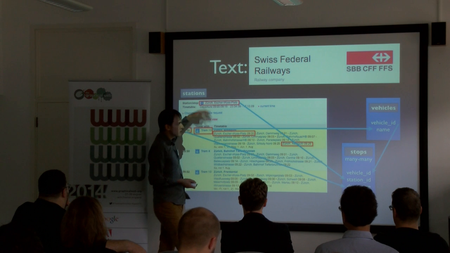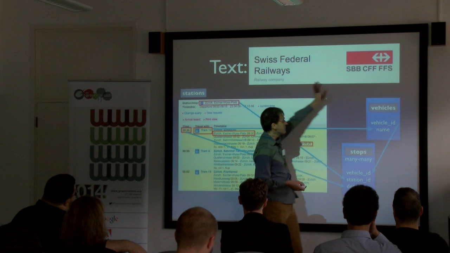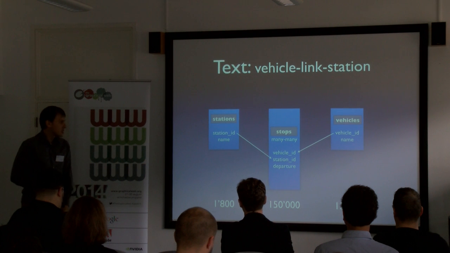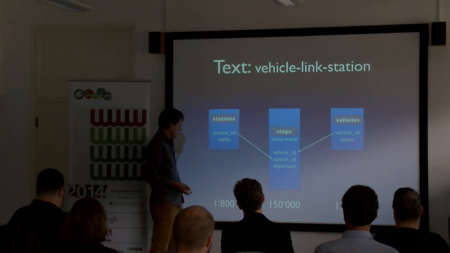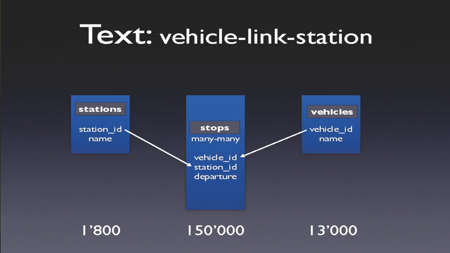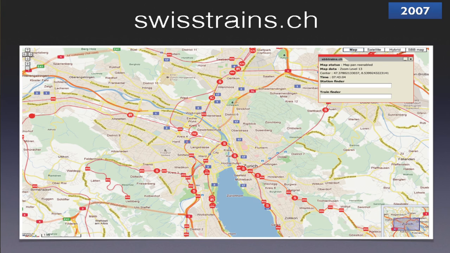And then I store that in, again, a highly simplified database, what you are seeing here. There is a station table and a vehicles table, and those are joined with a stops table, which led to these figures in the end. Around 1,800 stations in Switzerland. Remember, it's a small country, and more than 13,000 trains for one single day. That led to a big number of stops, and those two databases were the prerequisite to build the first version.